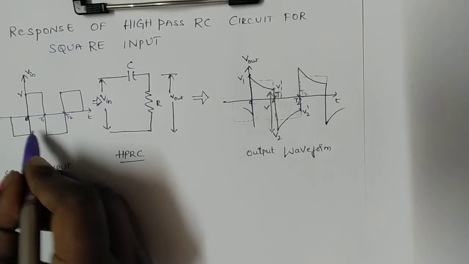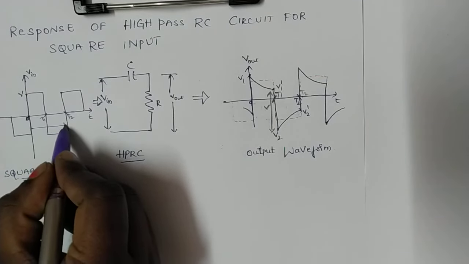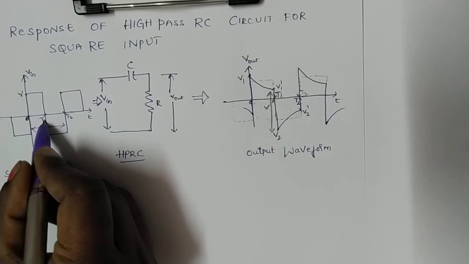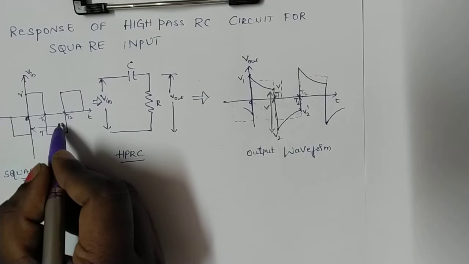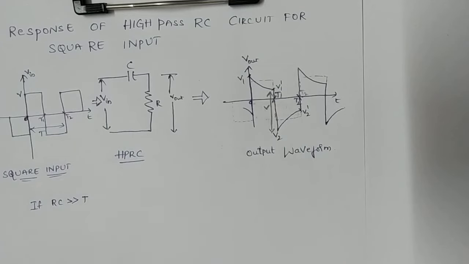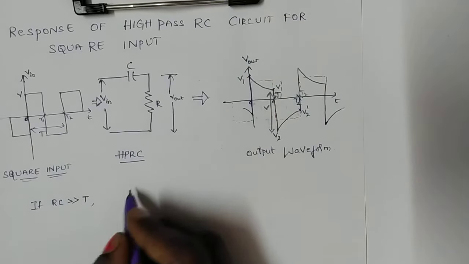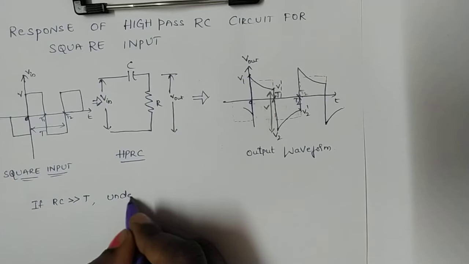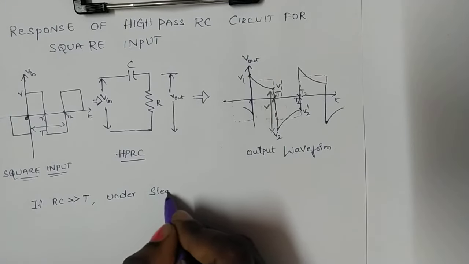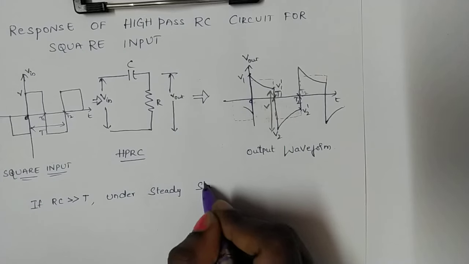Here the total time period of the input signal is T. The first half cycle is T1, and the negative half cycle is T2. Total time period T equals T1 plus T2. We all know that if T1 and T2 are equal, that is, only when symmetrical, it will become a square wave. We discussed the different types of signals in the previous class. If RC is far greater than T, that is called the steady state condition.